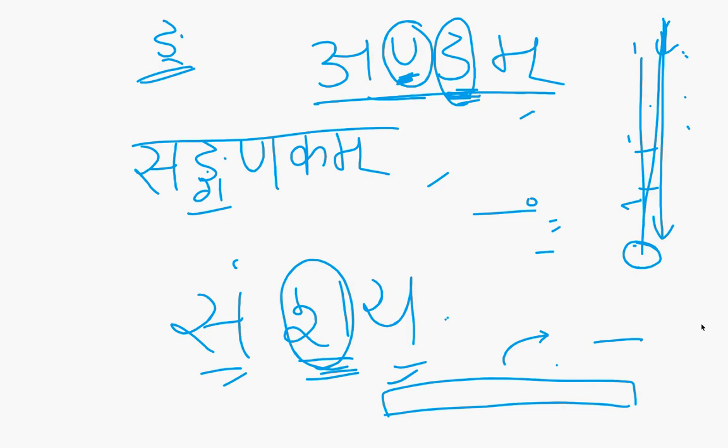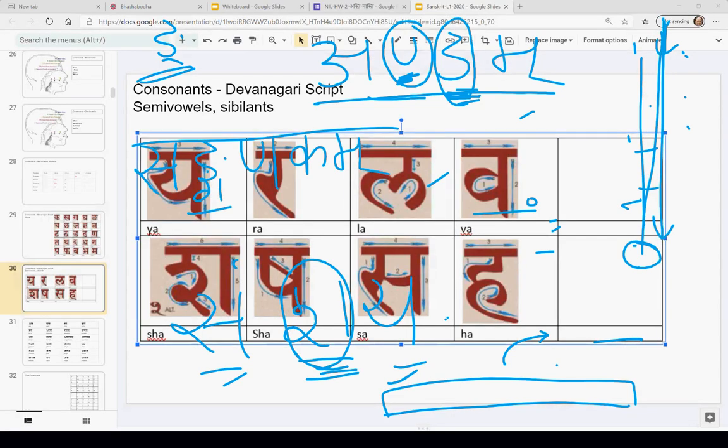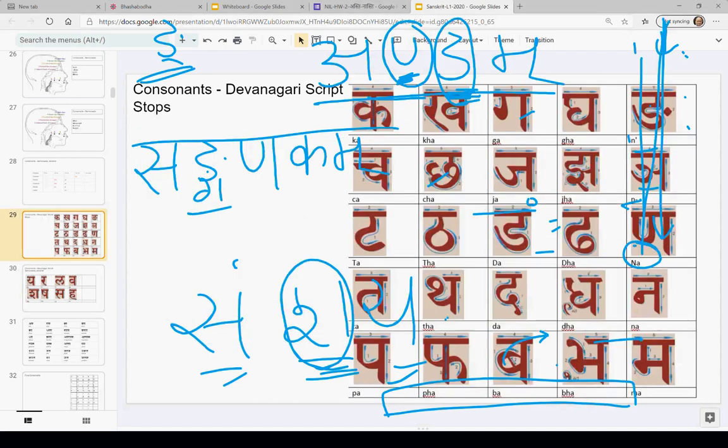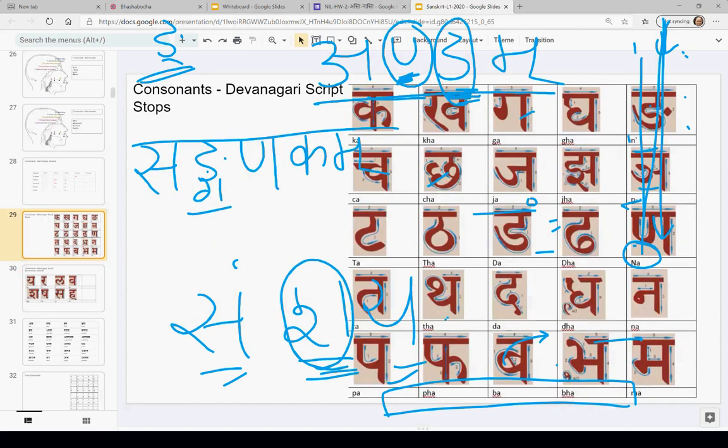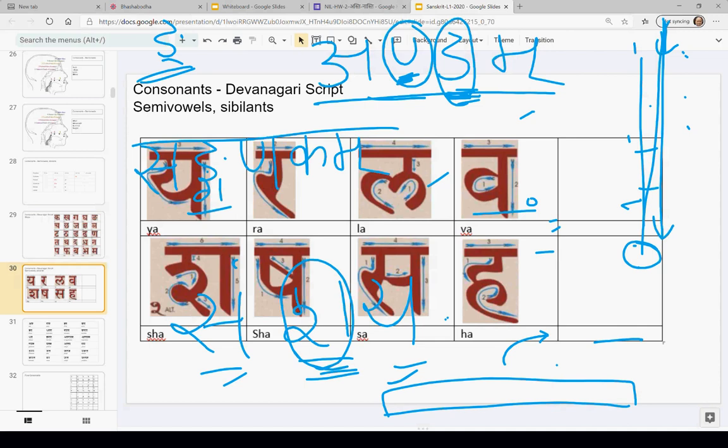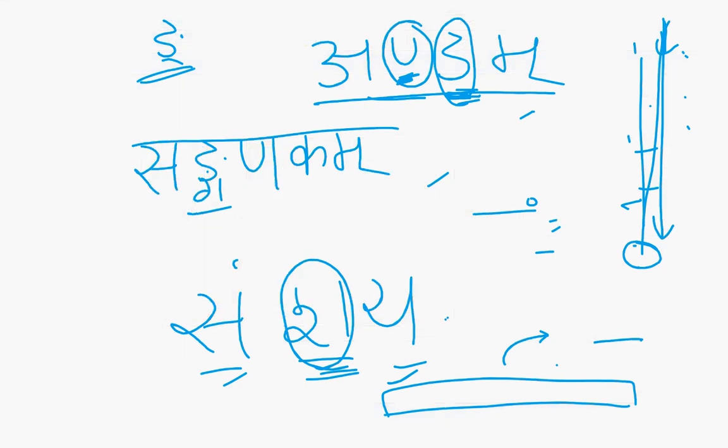So that last line doesn't have its own anunAsika letter, right? Like the first 5 have their own last column. But this group, yara, lava, sha, sha, sa, ha, 8, is kept separately. It doesn't have its own nasal letter. So here comes the use of anusvara. Here the pronunciation becomes anusvara.